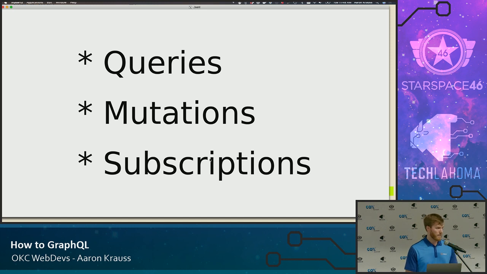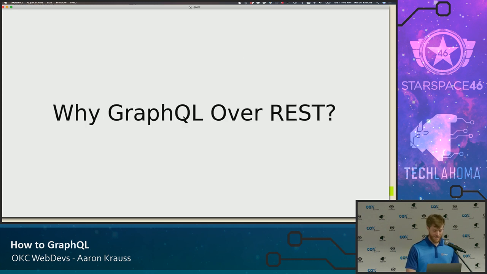If I delete a record in a table and I want to get notified of that immediately, I can hook up a subscription and subscribe from my client to that and get notified of that immediately. We're going to focus on queries and mutations today, and I'm pretty pumped about this. So why would you use GraphQL over REST?